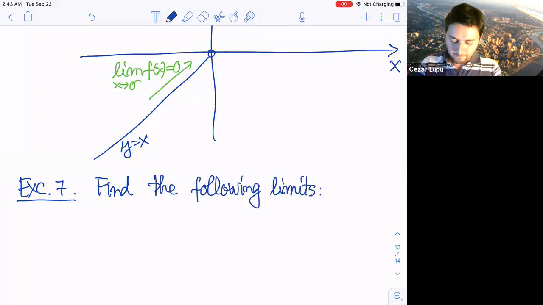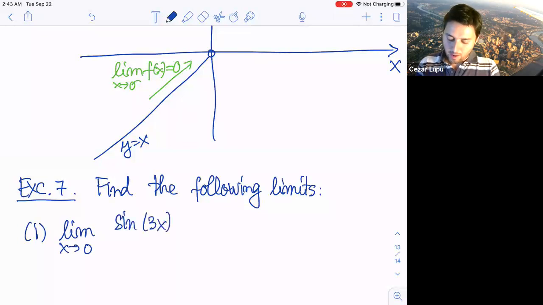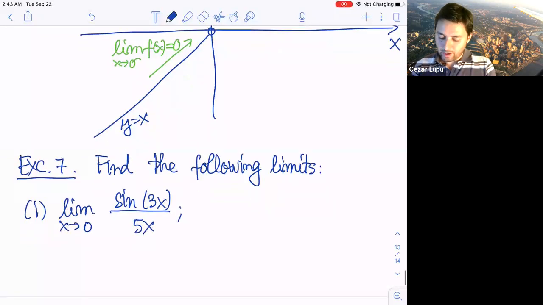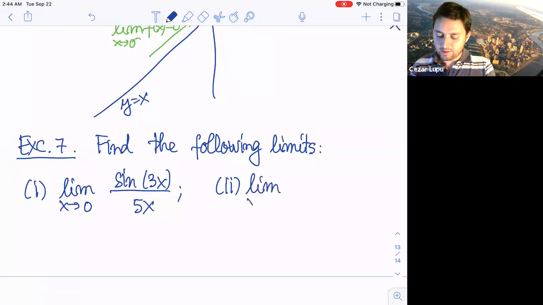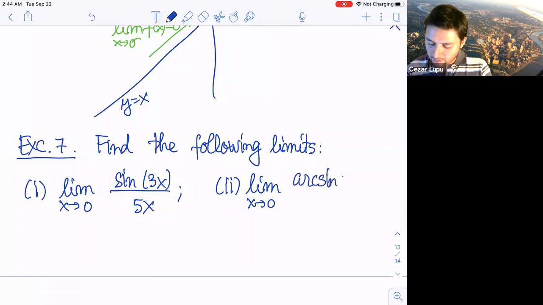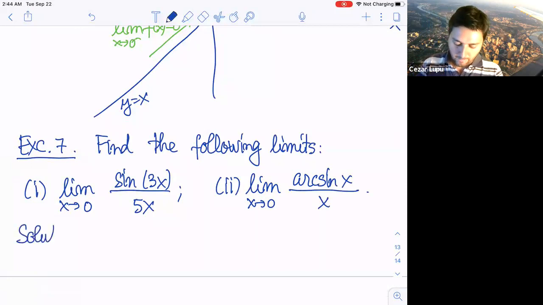And the first one is the limit as x approaches 0 of sine of 3x, everything over 5x. And the second one is the limit, and this time we will involve the inverse function, arc sine of x, everything over x. We want to find these two limits. All right, let's see the first one.